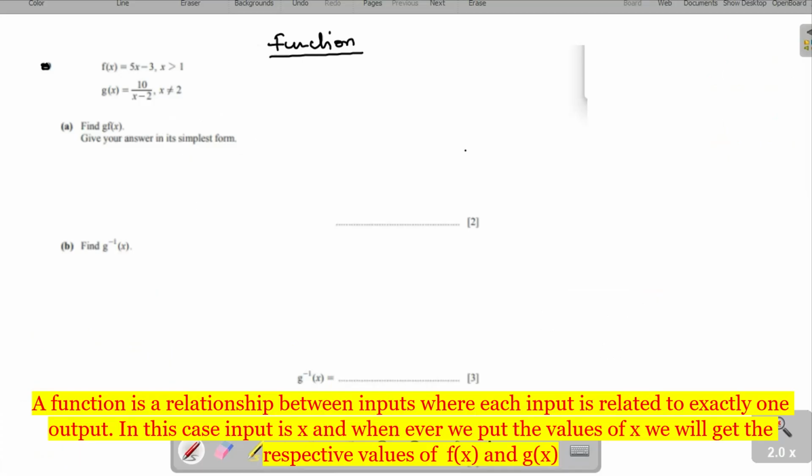Today we'll discuss functions, how we can find the composite function, and how we can find the inverse of a function.